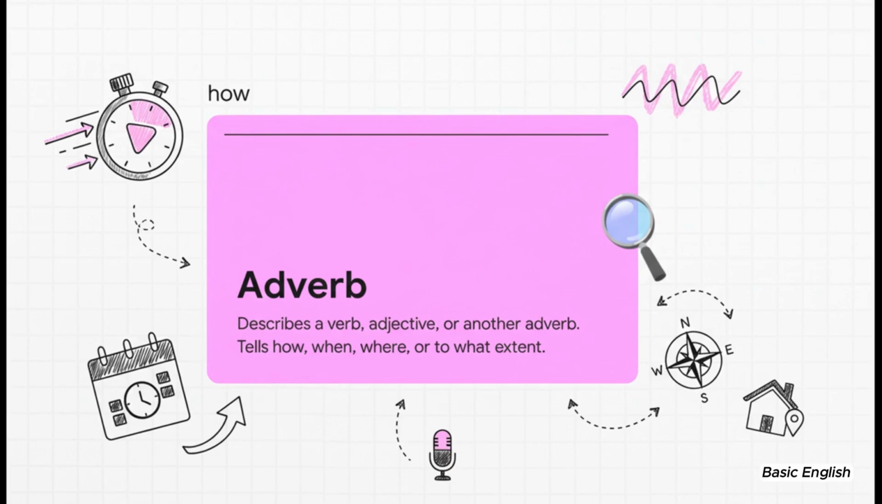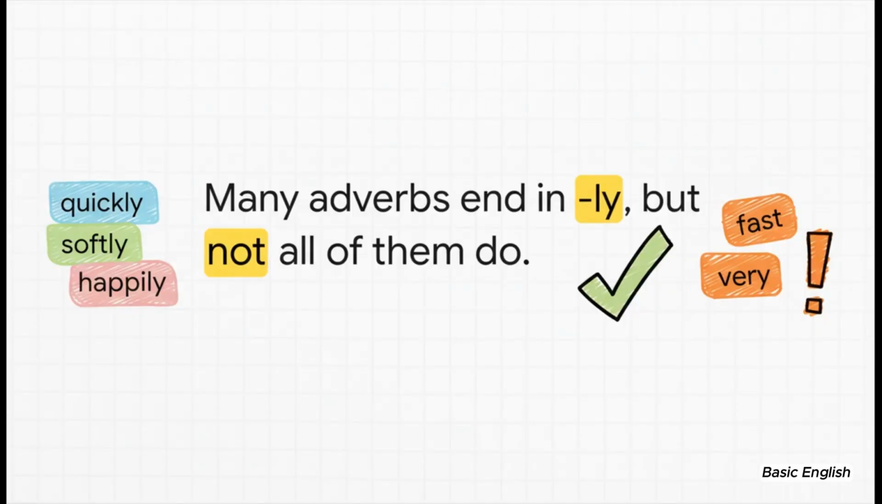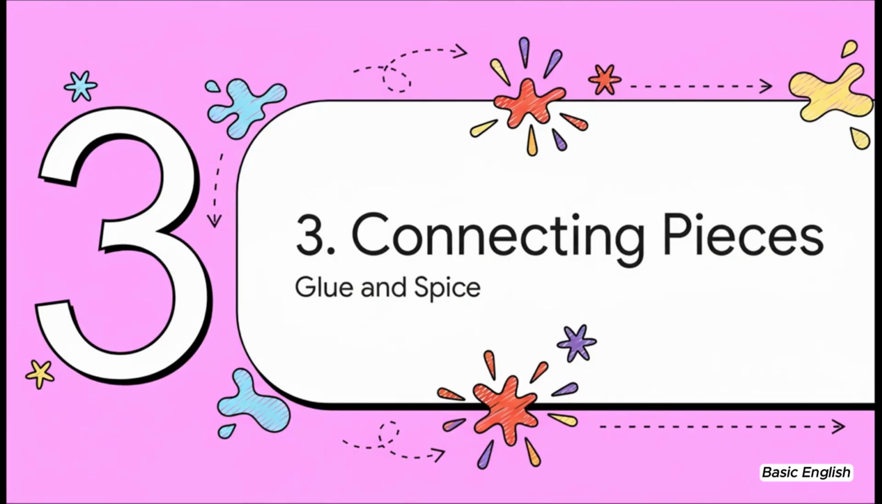Adverbs, on the other hand, are a little more flexible. Their main job is to describe verbs. They tell us how, when, or where something happens. So he didn't just run, he ran quickly. But what's cool is they can also describe adjectives or even other adverbs, adding all these extra layers of meaning. Now here's a handy little tip. A lot of adverbs end in Y, right? Like quickly or slowly. But, and this is a big but, it's not a perfect rule. So you gotta be careful, because common words like fast or very are also adverbs and they don't follow that pattern at all.